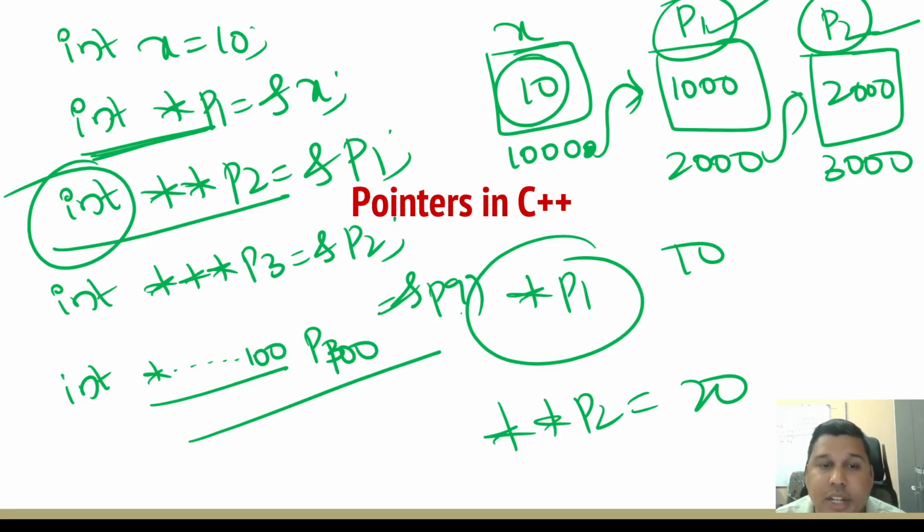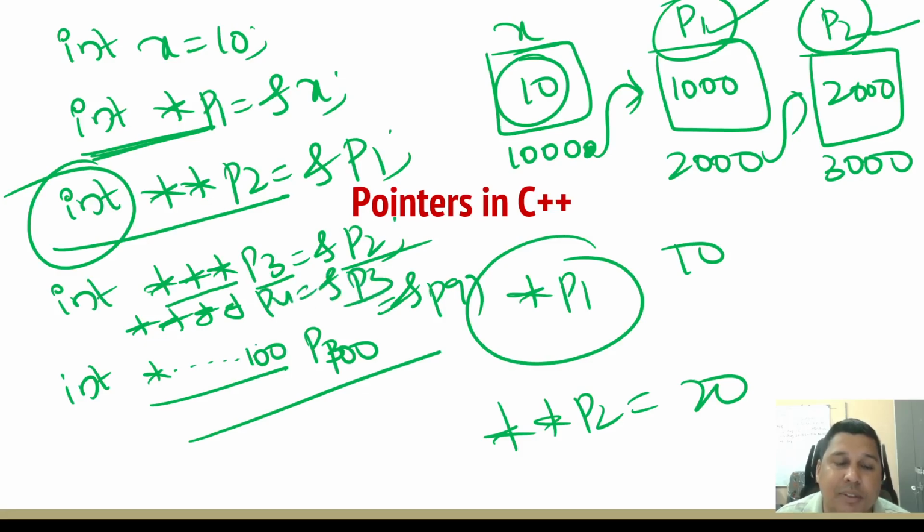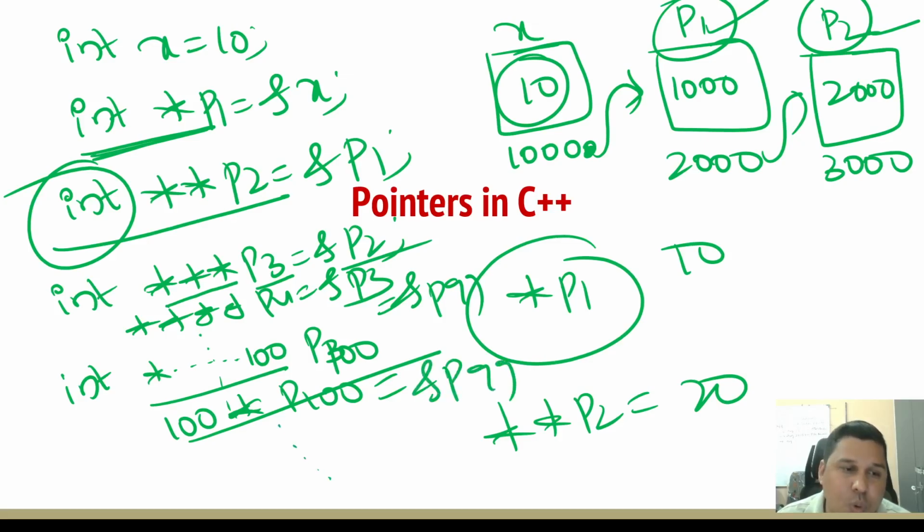Can I have triple star ***p3 = &p2? Can I have ****p4 = &p3? Like this, can I keep going? Can I have 100 stars p100 = &p99? How long can I go? Can we write like this, or is there any limitation on this? Just give a guess. Please give a guess. Can you extend pointers like this, double star p2, triple star p3, then four stars p4 and so on?